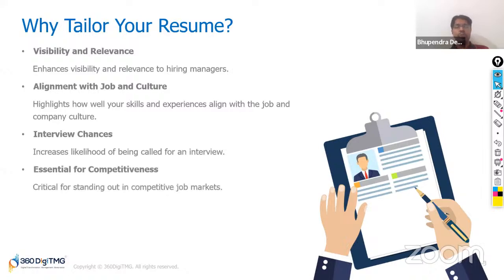Now think of it. There are so many people applying for a particular job. You think, well, will everyone tailor their resume and then send it to the recruiter? No, not everyone will, but a few will definitely do that. And you have to be among those few because it increases the chances of your resume getting selected. And yes, it is essential for competitiveness, right? We all know this job market is very, very competitive, and to stand out in it, it's very important to have your resume tailored.